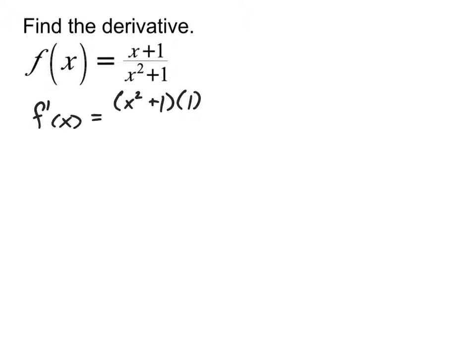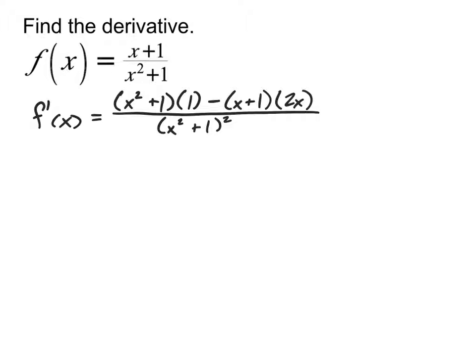I'm going to go ahead and write the 1 there, though, so I remember that I actually thought about it and actually did the derivative to get that. Minus high d low. So that's going to be the x plus 1 times the derivative of the bottom. Derivative of x squared plus 1 is just 2x. And that is all over the square of what's below. So I take whatever's on the bottom, the x squared plus 1, and I square that.